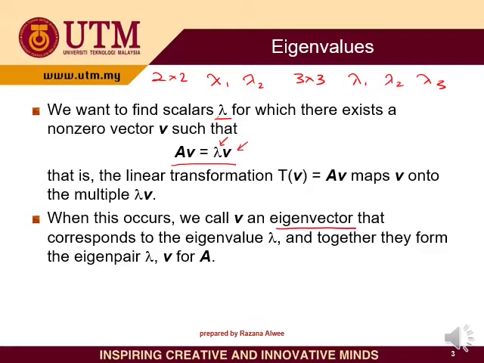eigenvector. So let's say if we have 2 by 2, we will have lambda 1, lambda 2, so we will have eigenvalue 1, eigenvalue 2, and we also will have eigenvector 1 and eigenvector 2. For 3 by 3, we will have lambda 1, 2, 3, which is eigenvalue 1, eigenvalue 2, eigenvalue 3, and we will have eigenvector 1, eigenvector 2, and eigenvector 3. It is in pairs.